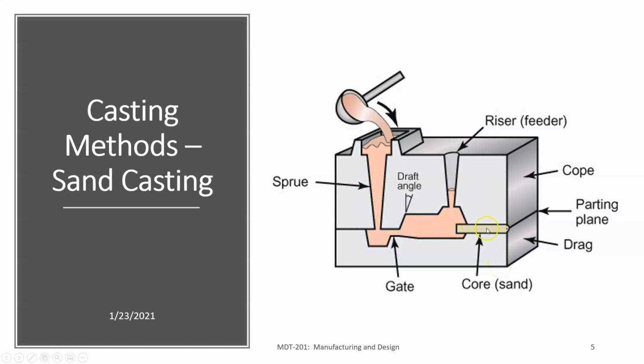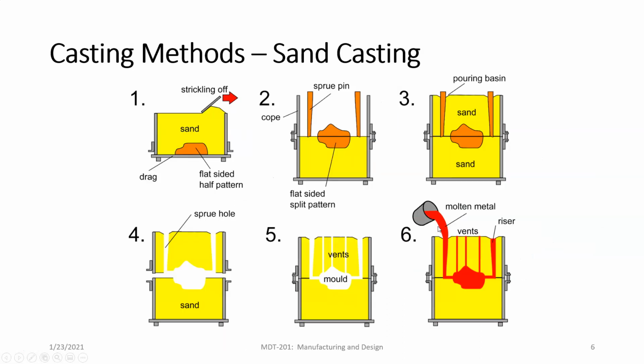The only other thing here that we need to talk about is the core. The core is used to make hollows, hollow shapes, hollow geometry in the casting, and then the gate is what we call the shape of the area that the metal is going to flow into the part, and that's going to be removed afterwards. Okay. Another way to look at this, and this shows kind of the steps.